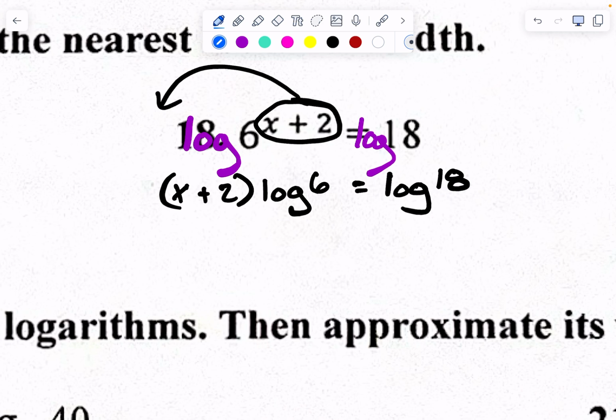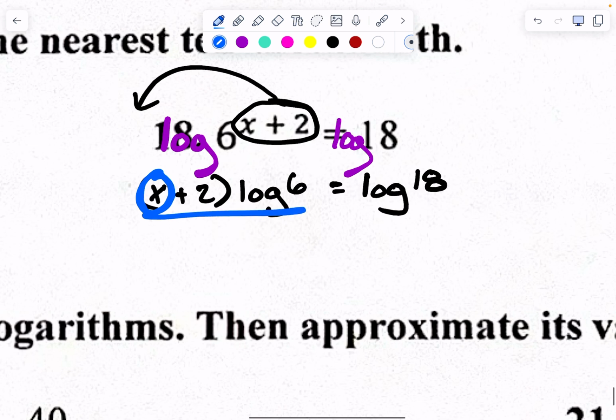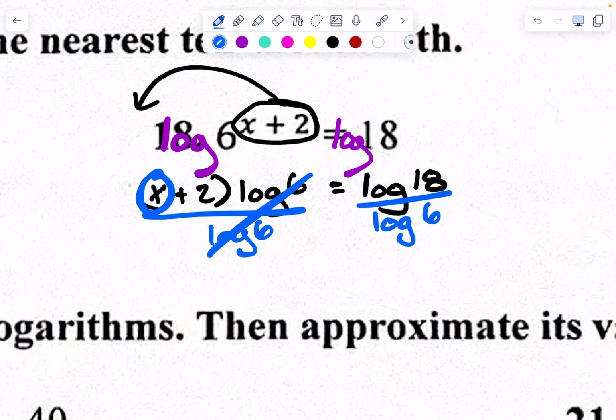Now what do I do? I'm solving for x. Divide by log 6. I like that idea. Divide by log 6. It's log 3. Nope. Log 18 divided by log 6 is not the same thing as log 3. You have to actually divide them.